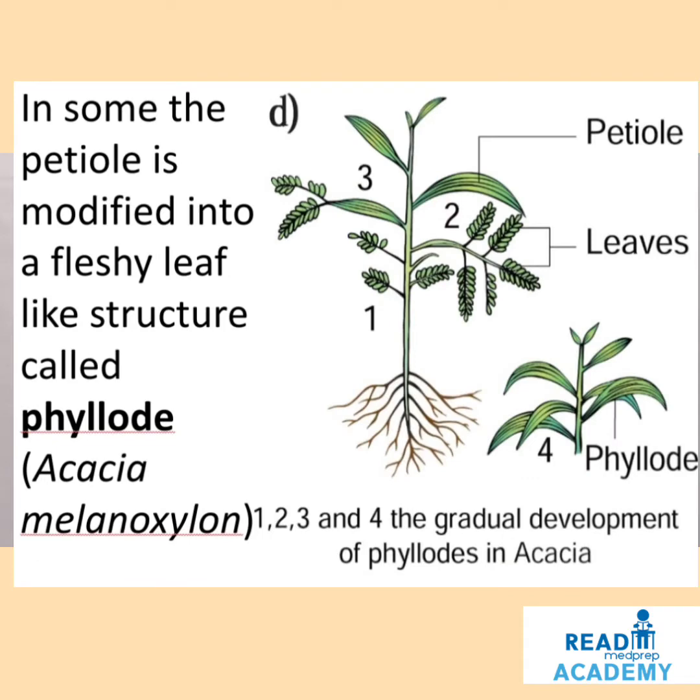In some, the petiole is modified into a fleshy leaf-like structure called the phyllode. Example, Acacia melanoxylon. In the image on the right side you can see the gradual development of phyllodes in acacia. Initially a small projection occurs with small leaves. Slowly these leaves begin to disappear and the petiole develops into a larger structure, and the petiole gets modified itself into performing the function of photosynthesis and forms the phyllode.